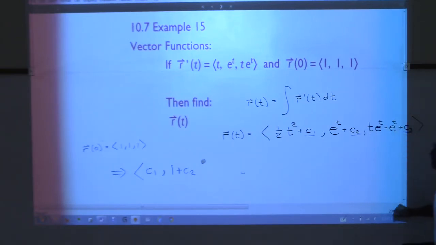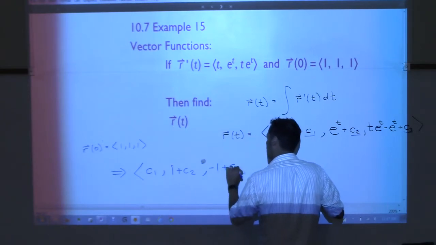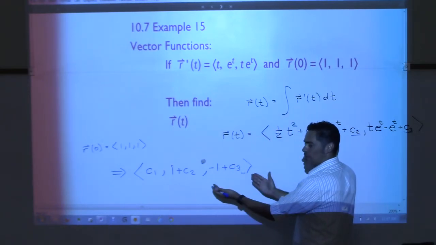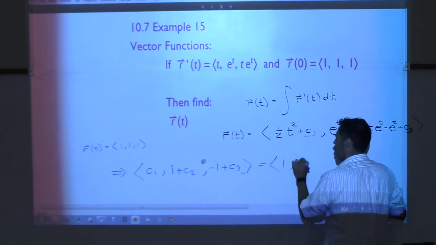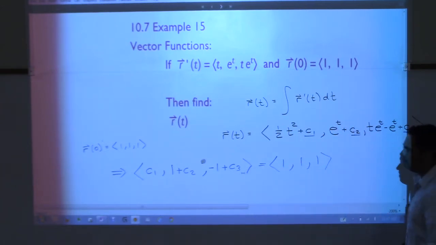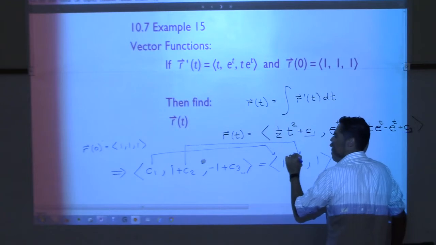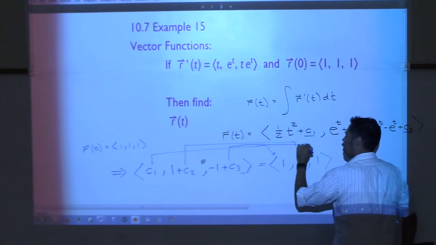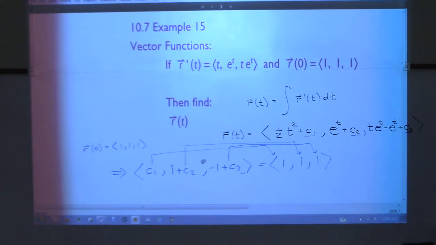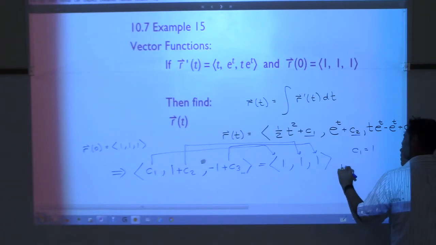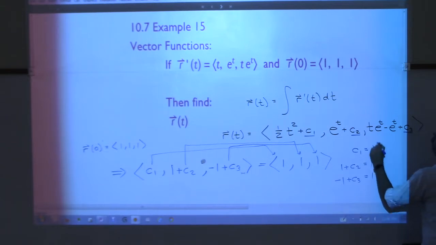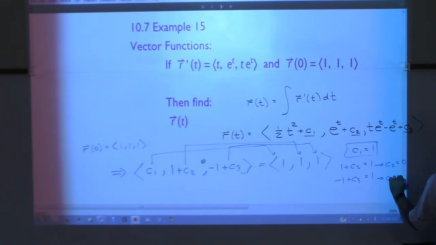0 minus 1, so I get minus 1 plus C3, right? This vector needs to be equal to what? 1, 1, 1. And so that means that C1 has to be 1, 1 plus C2 has to be 1, and negative 1 plus C3 has to be 1. So that's three little equations that we can solve. C1 is 1, 1 plus C2 is 1, and negative 1 plus C3 is 1. So that one's already solved. This one says C2 is 0. And this one says that C3 is 2.